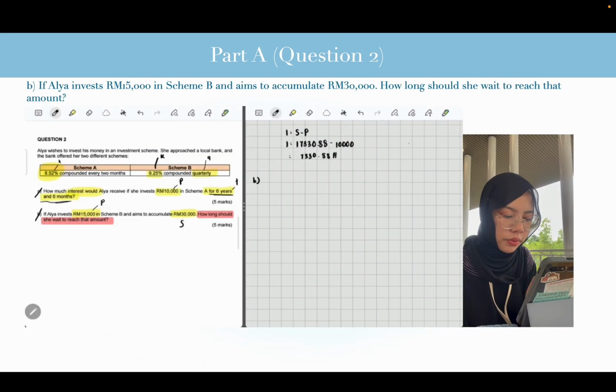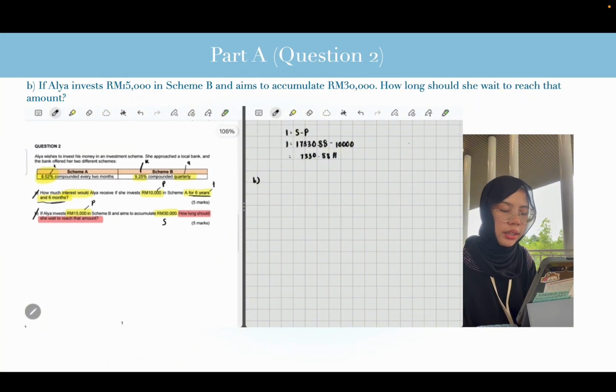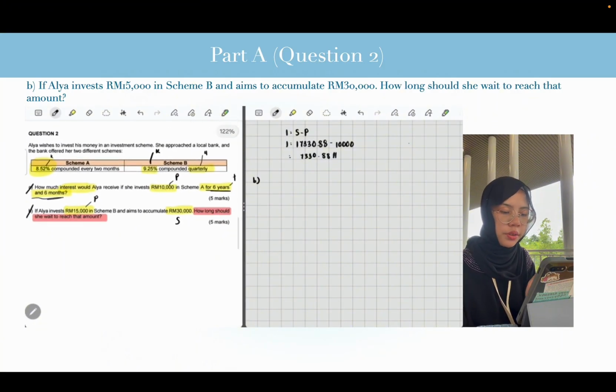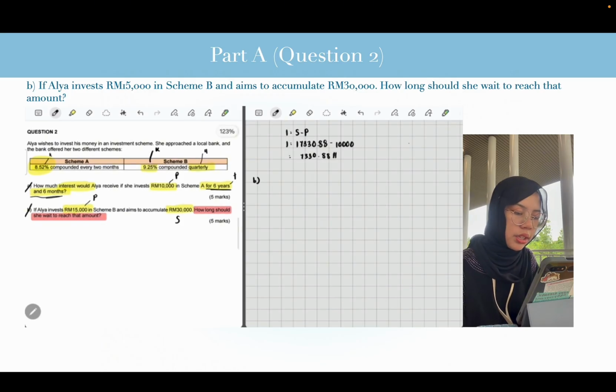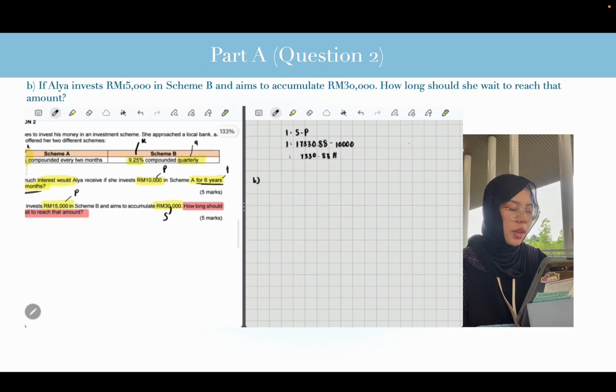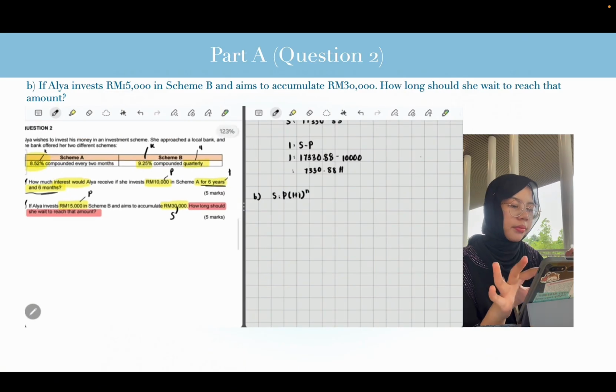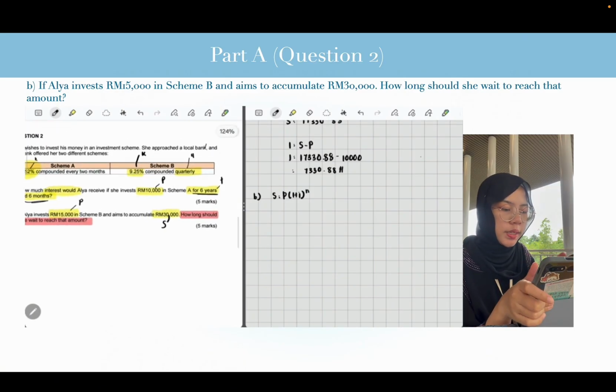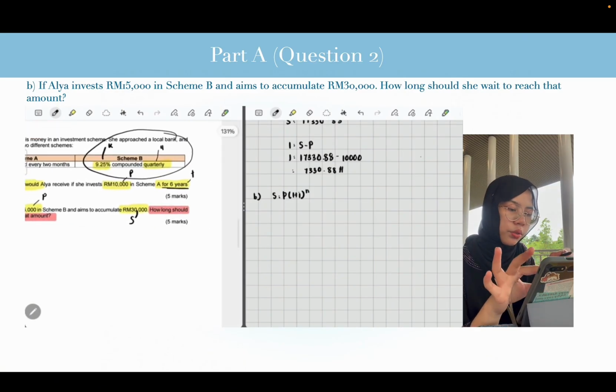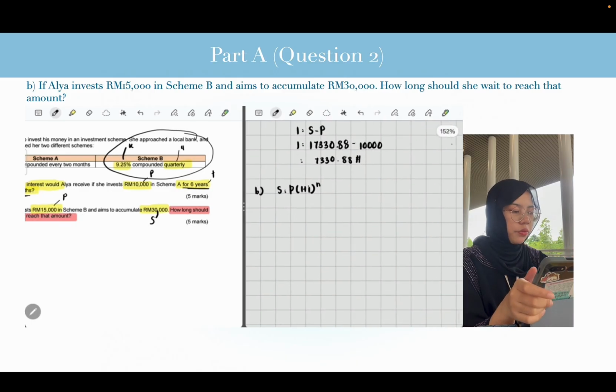7,330.88. If Alia invests 50,000 in Scheme B and aims to accumulate 30,000, how long should she wait to reach the amount? Okay, as you can see in this question, I already highlighted all the information necessary. 50,000 is the P because this is the starting money, okay? And the accumulated 30,000 is the final money, so it's going to be the S for this question. So we'll need to use the compound method, which is S equal to P in the bracket 1 plus I in the power of N. But since it asks us to use Scheme B here, you'll need to focus on Scheme B only. Okay, so let's find all the information first. First, we need to find the I. The equation for I is I equal to K over M.